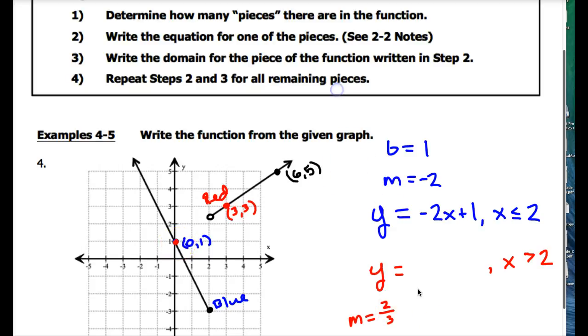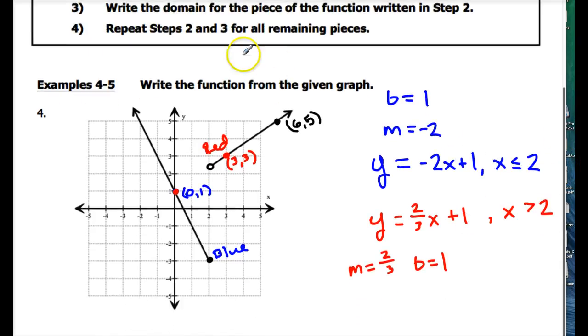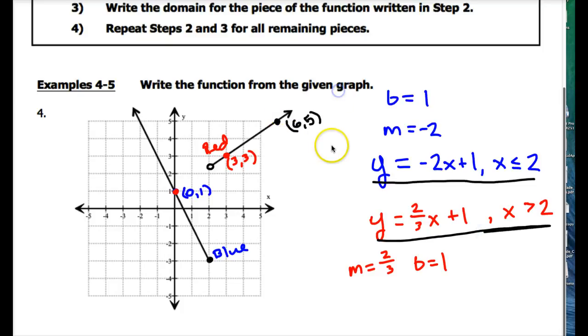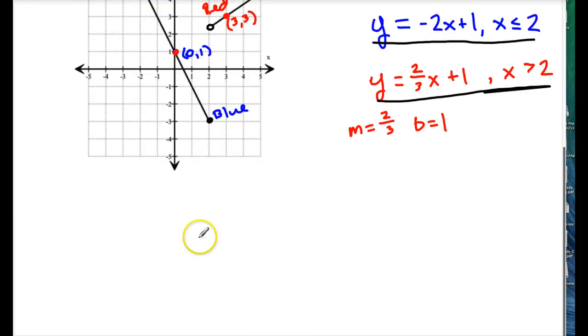So b equals 1, and so the equation for this line is y equals 2/3 x plus 1. Now to write this in piecewise format, I'm just going to take both of these equations, y equals negative 2x plus 1 and y equals 2/3 x plus 1, and write them in a piecewise function format. So it's going to look like this.